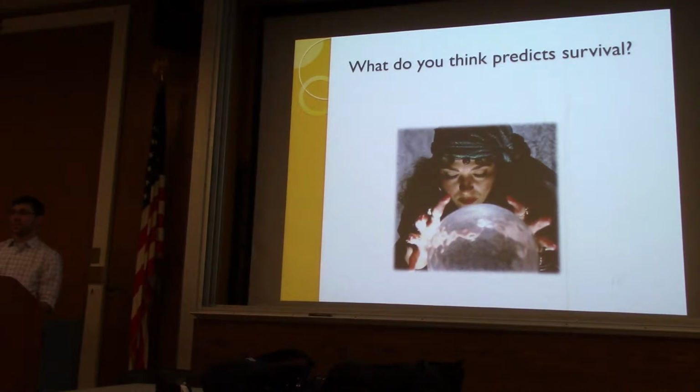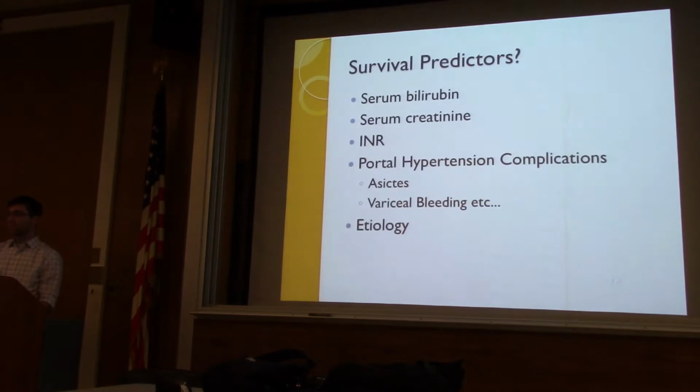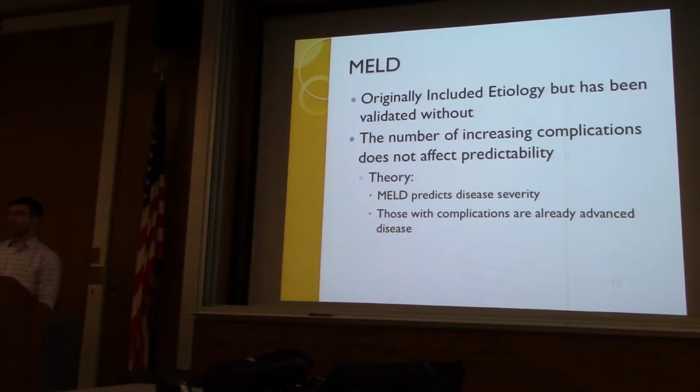What really goes into this MELD score? What do we think would be good survival predictors? We think it would be bilirubin, creatinine, INR, maybe the complications, whether someone comes in with variceal bleeds or ascites, or the etiology, if somebody comes in with hepatitis versus acetaminophen, maybe that'll help us with prognostication. But what they found is that with the MELD score, the complications or the etiology really didn't have an effect on its predictability for post-TIPS procedure mortality.